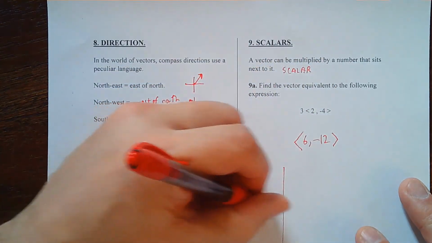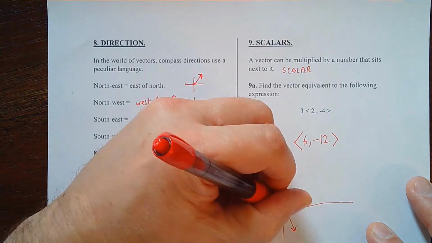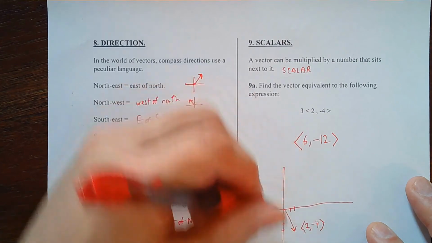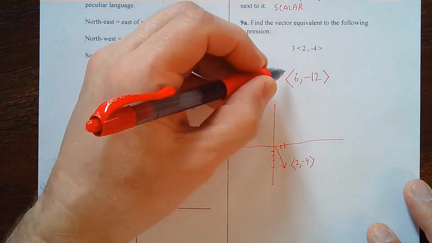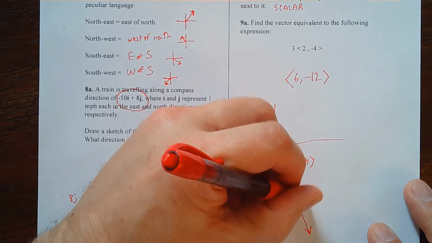A quick look at what the consequences are. Here's my original vector 2, negative 4. If I multiply that by 3, this actually should make sense that we're going to make it 3 times longer. It could become 6, negative 12, and it's going to be something like that.